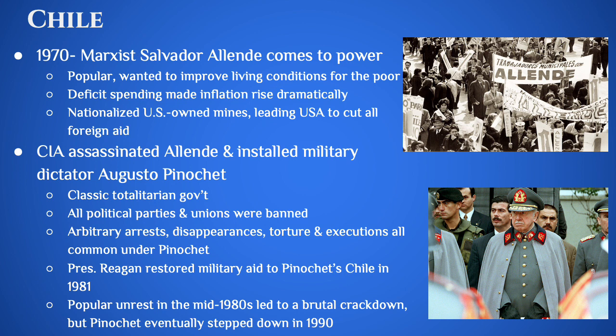Pinochet was a classic totalitarian, just like we studied when we were looking in the 1930s. Banned all political parties and trade unions, made arbitrary arrests, disappearances, torture, execution. This is all common under Pinochet. If you were a political dissident, one of their preferred strategies is to put you in a helicopter and go up in the sky and then go out over the jungle or the ocean and push you out of the helicopter to your death. That was normal practice under Pinochet, who was our ally during this period. Reagan started giving him more military aid in the 80s.